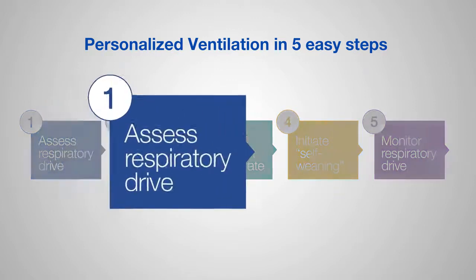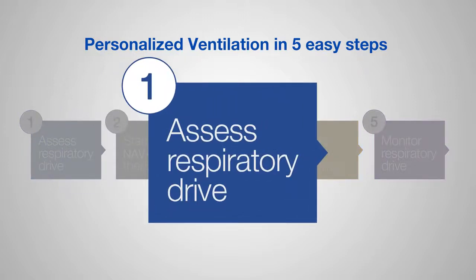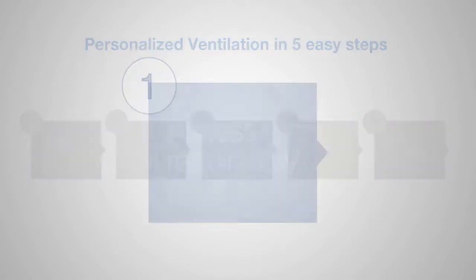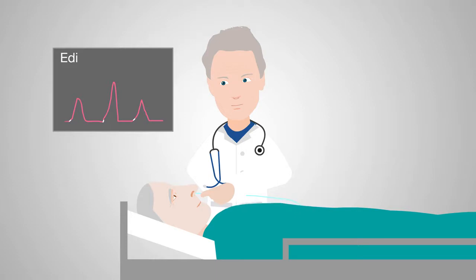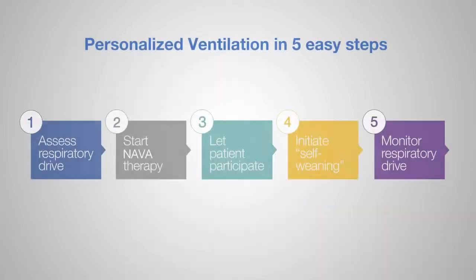Personalized ventilation begins in visual contact with the awake patient and an assessment of the electrical activity of the diaphragm. To do this, I always insert the EDI catheter as early as possible. It picks up the signals sent from the brain to control the diaphragm. The EDI catheter thus allows me to monitor and assess the respiratory drive. I can then decide if the patient is within the range of non-invasive ventilation.